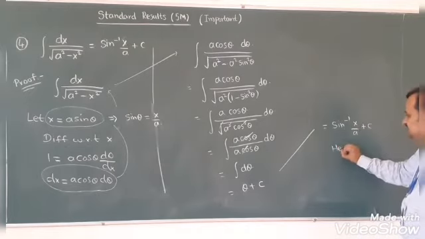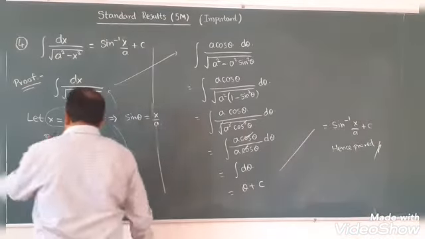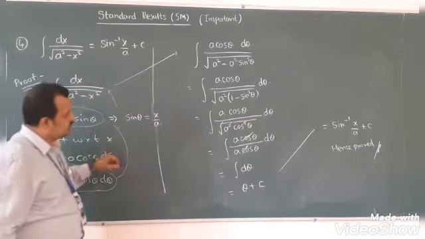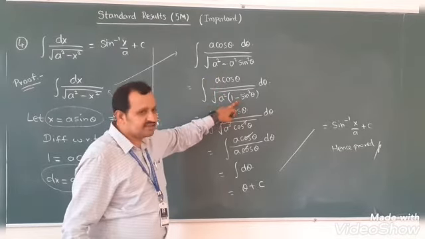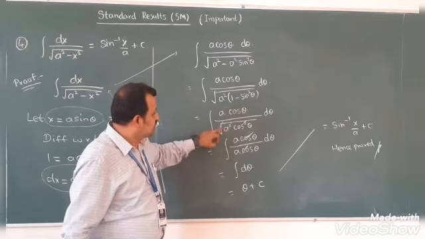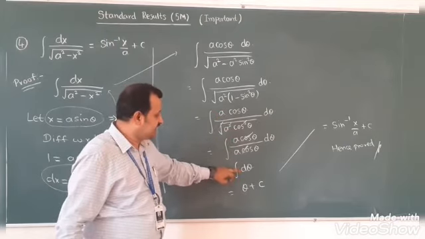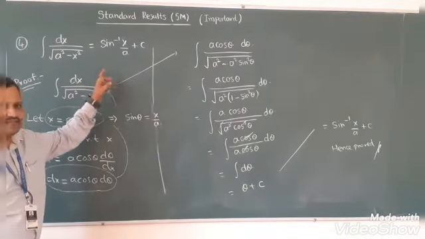Hence, I hope the proof is clear. So what we did in this is we assume x is equal to a sin theta. Differentiate, you will get dx equal to a cos theta d theta. Put both the values in this. Okay, so you can see here you will get this step. So take a square common, 1 minus sin square theta is nothing but cos square theta. So both will get cancelled. A cos theta will also get cancelled. D theta. Integral of d theta is nothing but theta plus c, and theta is nothing but sin inverse x by a plus c.